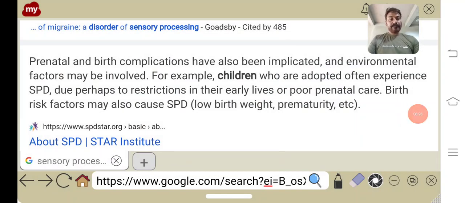Now we will talk about the causes of SPD, sensory processing disorder. First of all, parental and birth complications may have an impact on the life of the person, and he can have this problem. Also, environmental factors may be involved in it. For example, suppose the child is adopted and has too many restrictions in early life or poor parental care, he can complain of this. Birth risk factors may also cause SPD, such as low birth weight or premature delivery. So these are the causes. Let us proceed ahead.